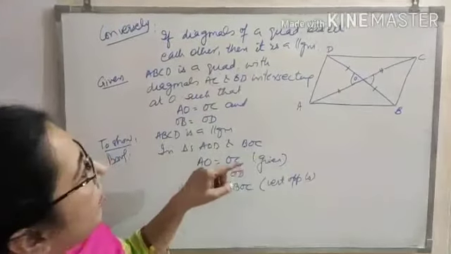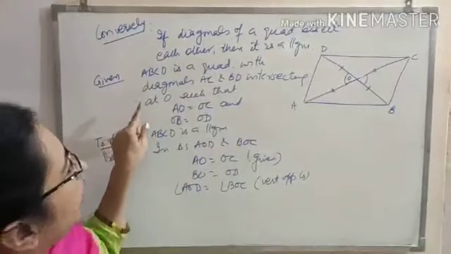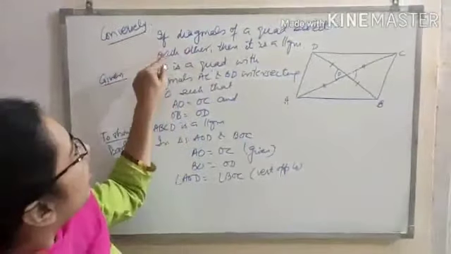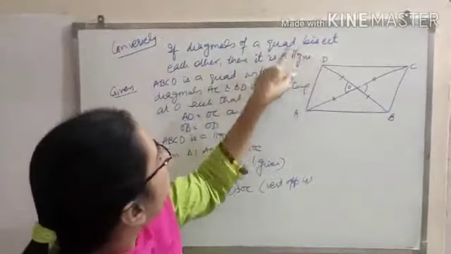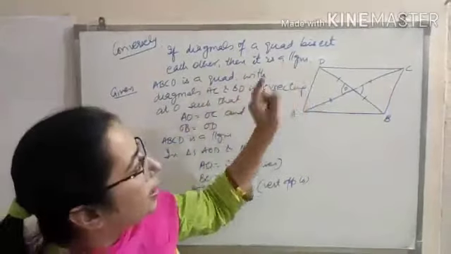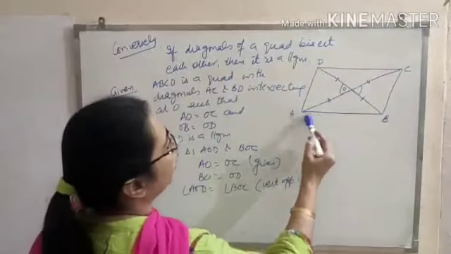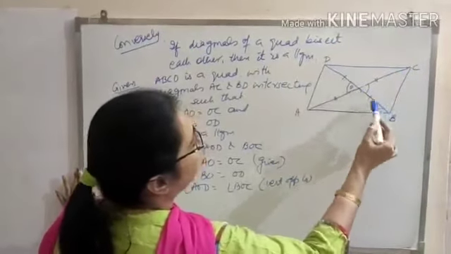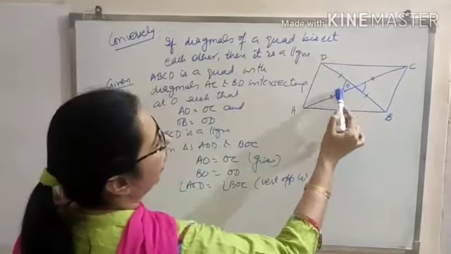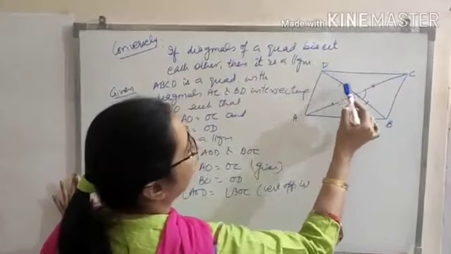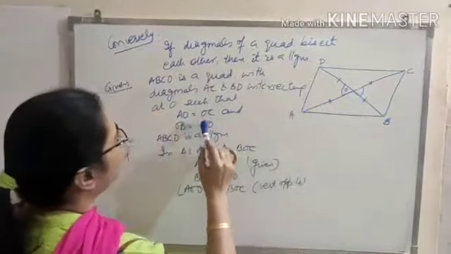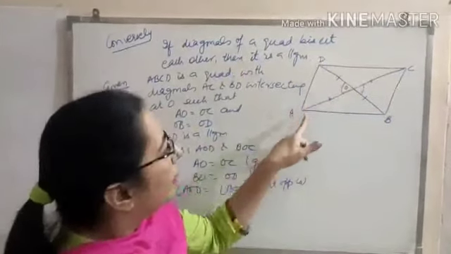Now the converse part of the previous theorem. In a parallelogram, diagonals bisect each other. Converse part says if diagonals of a quadrilateral bisect each other, then it is a parallelogram. What are you given? ABCD is a quadrilateral with diagonals AC and BD intersecting at O such that AO is equal to OC and BO is equal to OD. This is given to you, and you have to show that ABCD is a parallelogram.